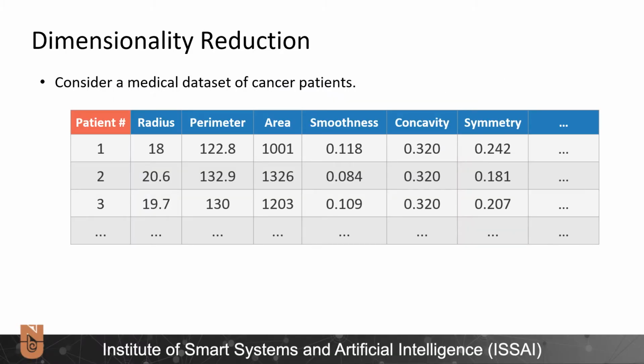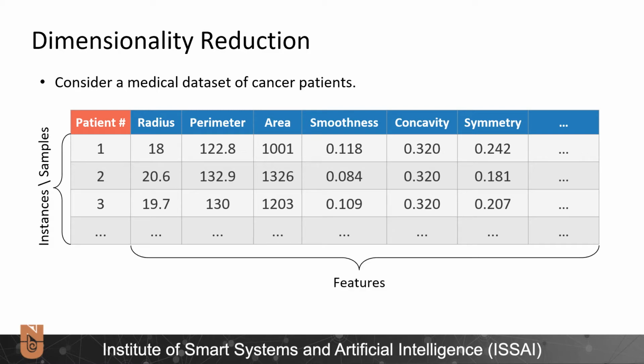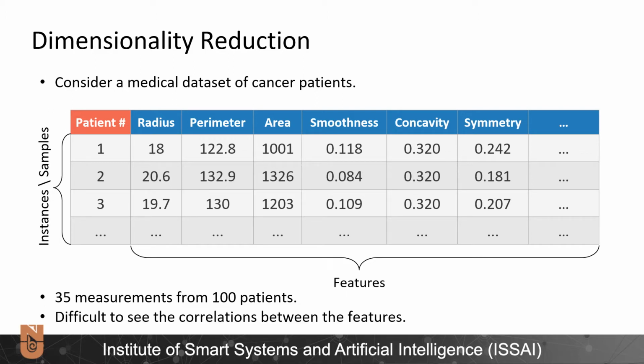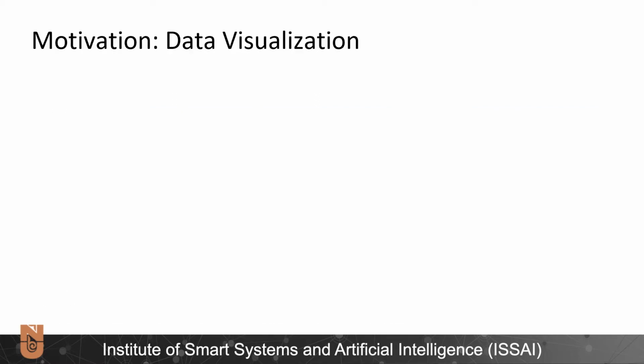To illustrate the importance of dimensionality reduction, let's see an example. Consider a dataset of medical records of cancer patients, where each row corresponds to a dataset sample and each column corresponds to a particular feature. In total, there are 35 measurements from 100 patients. When there are a lot of features, it is difficult to see the correlation between them. Therefore, one motivation for dimensionality reduction is data visualization.